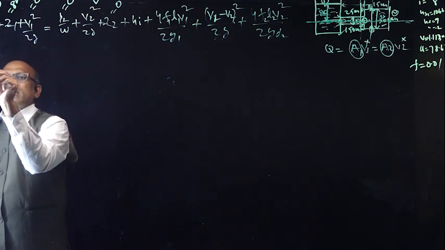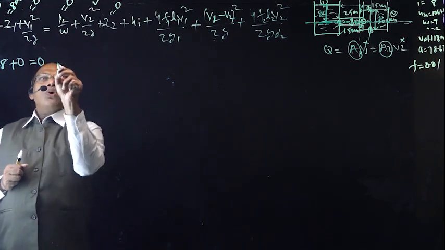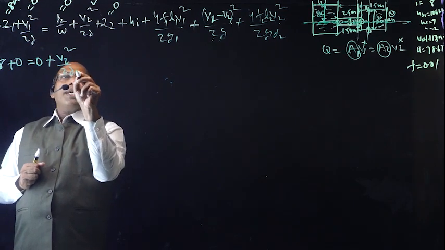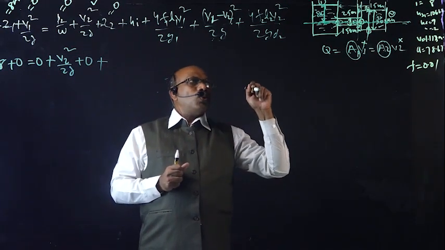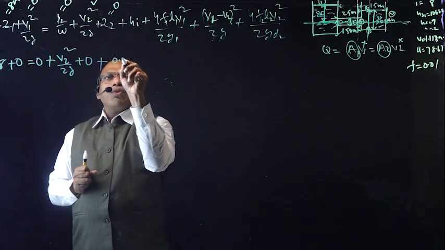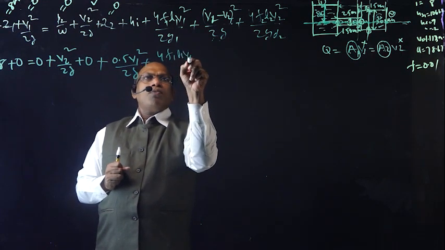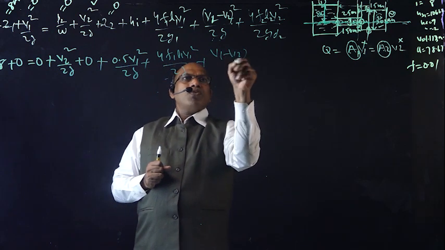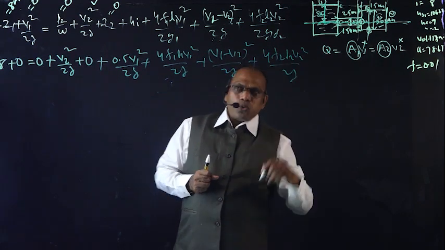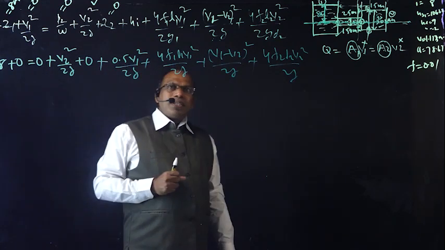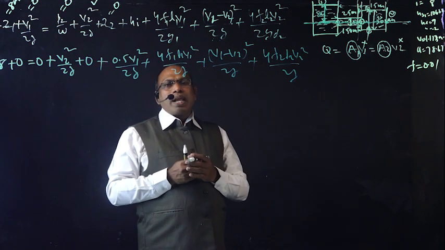Right, now this is 0 plus 8 plus 0 is equal to 0 plus V2 square by 2G plus 0 plus HE. HE is the head loss due to entrance, for which I have already given the formula: 0.5 V1 square by 2G, plus 4 F1 L1 V1 square by 2G, plus V1 minus V2 square by 2G, plus 4 F2 L2 V2 square by 2G. Now, in this equation, first we are going to develop the relation between the velocity in pipe 1 and the velocity in pipe 2.